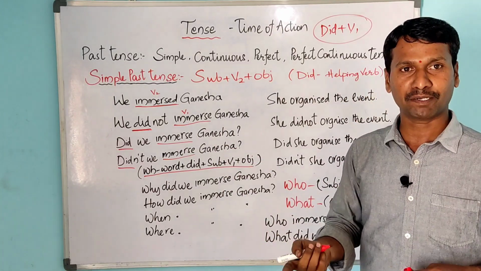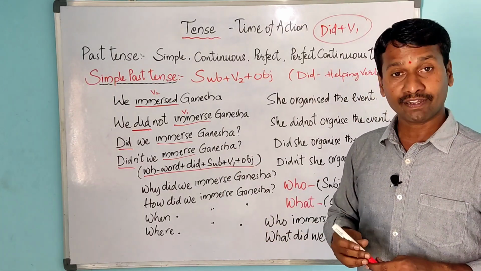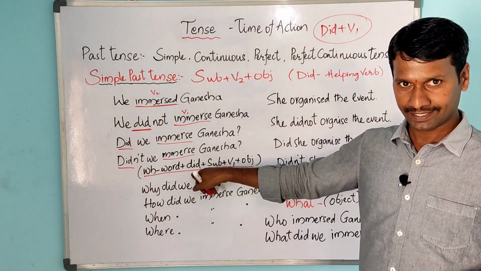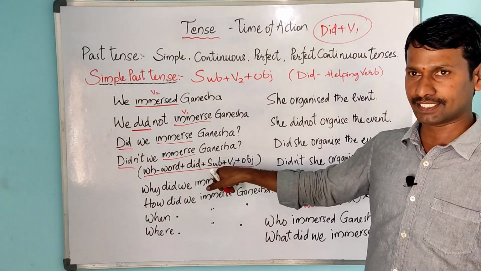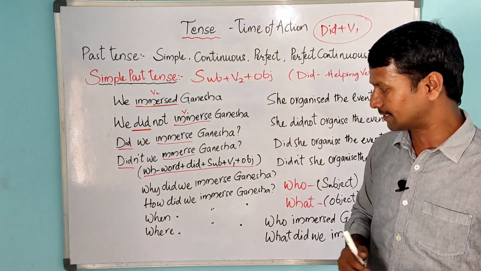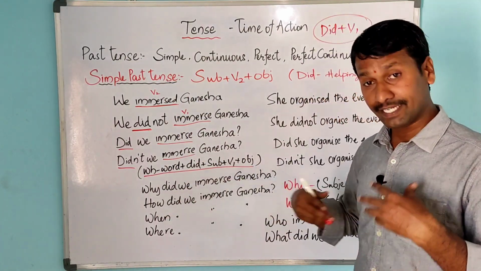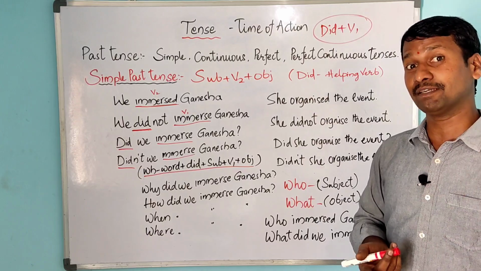Same sentence if I make with WH word questions. When we make WH word questions, after the WH word we have to take did, the helping verb, then the subject, after the subject V1, and after V1 the object. Same sentence if I write with the WH words: Why did we immerse Ganesha? Why didn't we immerse Ganesha?